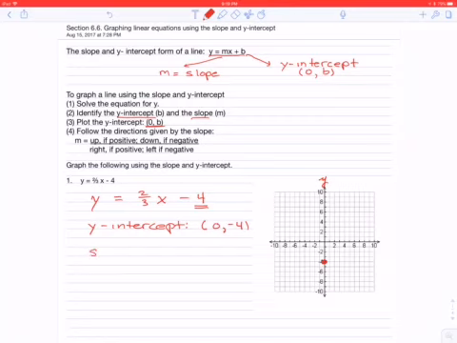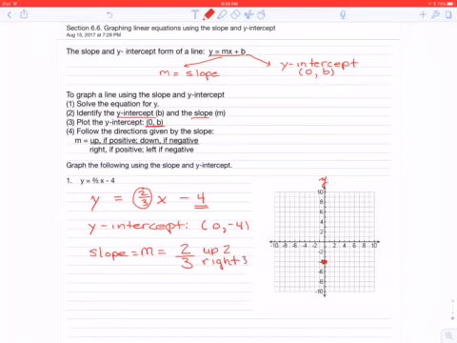Now our slope, the coefficient of our x, is 2/3. So the numerator tells us how many units that the line is going to go up if it's positive or down if it's negative. So it's a positive 2. We're going up 2 units. For each of the units, well, the denominator is positive. We go right 3.